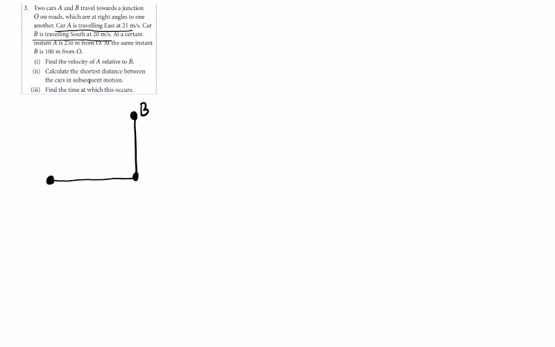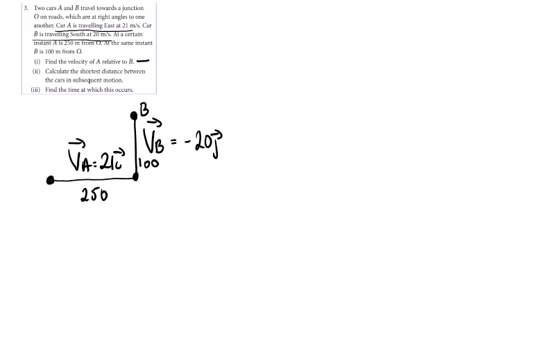So we have the velocity of A is 21 in the I direction, and the velocity of B is going to be minus J this time, and it's traveling at 20 meters per second. So the velocity of B is minus 20 in the J direction. So at a certain instance, A is 250 from O, 250, and B is 100, so it's 100 along here.